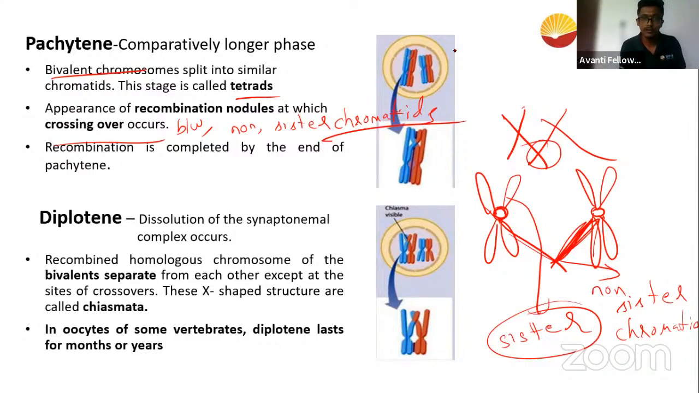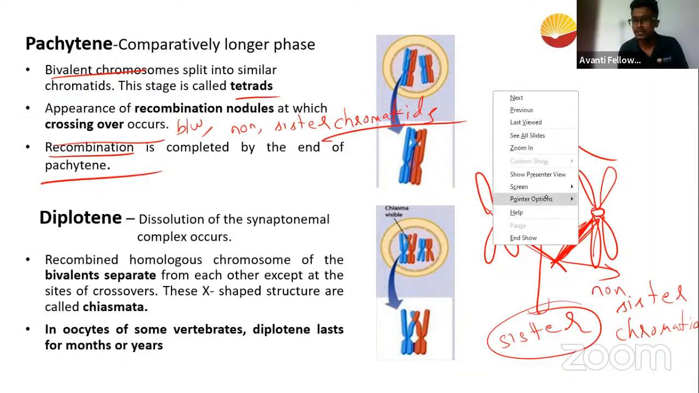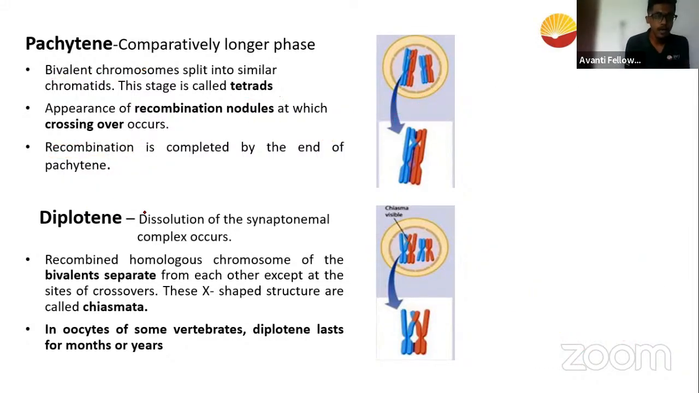Okay, fine. So you guys have said yes, I believe you, and I'm moving ahead. Recombination is complete by the end of what? Pachytene. So we have seen what recombination is, and it is a beautiful concept. You'll study more as you come to +2. Okay. Now it leads to what?